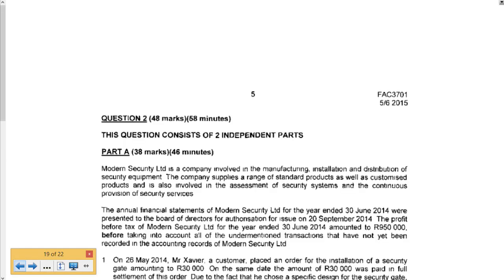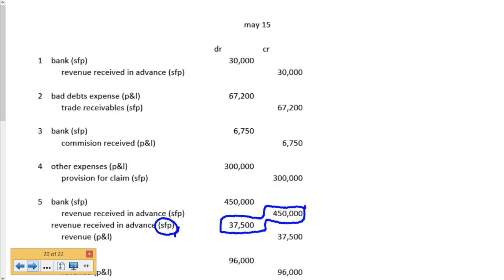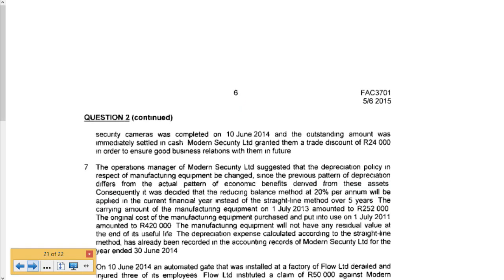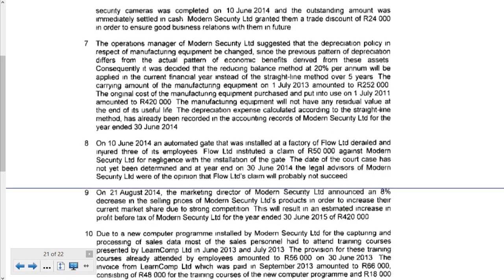So the journal entry to account for the, sorry, I was on the right page. The journal entry to account for the additional depreciation that needs to be charged, or no, a reduction in depreciation. Is it a reduction? Yes, it was a reduction in depreciation, is to credit the P&L depreciation charge and to debit ACDEP, because I'm dropping depreciation from 80-something to 50-something. Okay, then number 8, on the 10th of June, an automated gate was installed at a factory and it derailed.